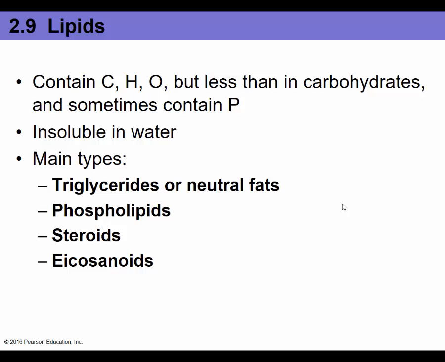Again, they all contain carbon, hydrogen, oxygen, but not as many as we see in carbohydrates, and sometimes we see phosphorus in there. But again, I'm not going to hold you accountable to the individual types of atoms in these organic molecules. I kind of just want you to know their basic functions and basic structure. So there's 4 different types of fats, and you do need to know the 4 different types of fats. So triglycerides, phospholipids, steroids, and eicosanoids.